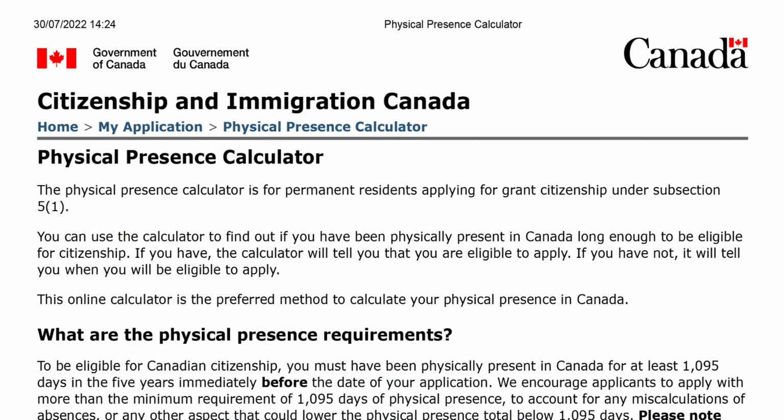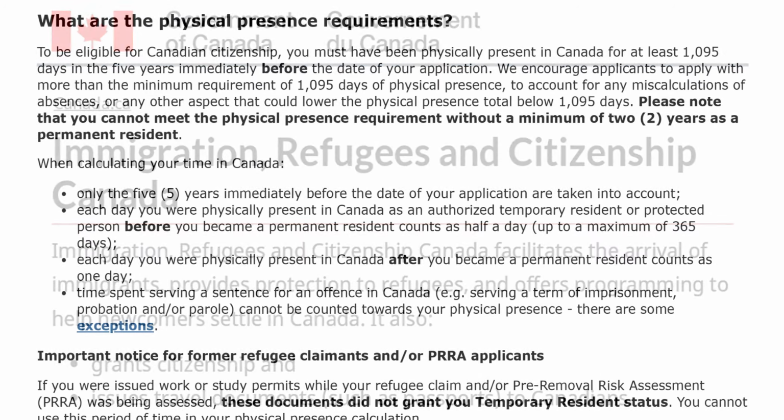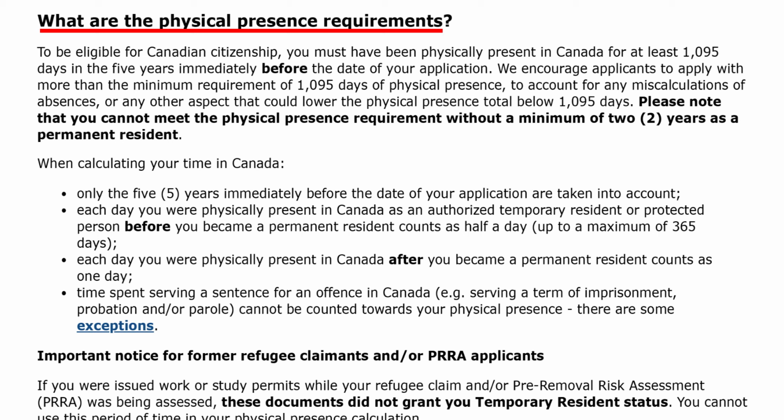How the residence physical presence requirement is calculated depends on when the application was received by Immigration, Refugees, and Citizenship Canada, IRCC. Requirements and rules of calculation. You must be physically present in Canada for 1,095 days within the 5 years immediately before applying for citizenship. Only the 5 years preceding the date of your application is considered your eligibility period.